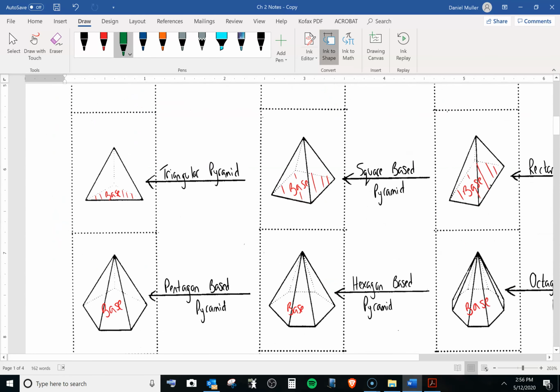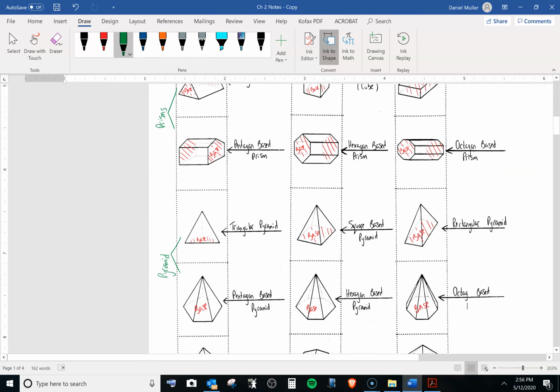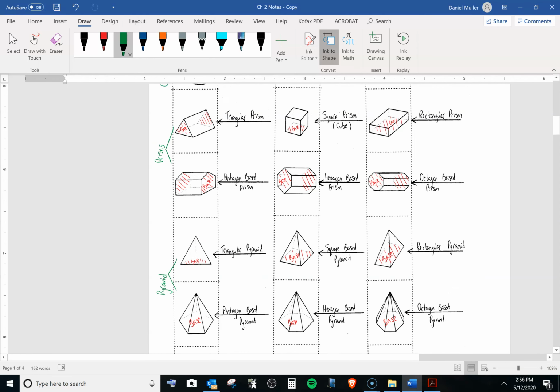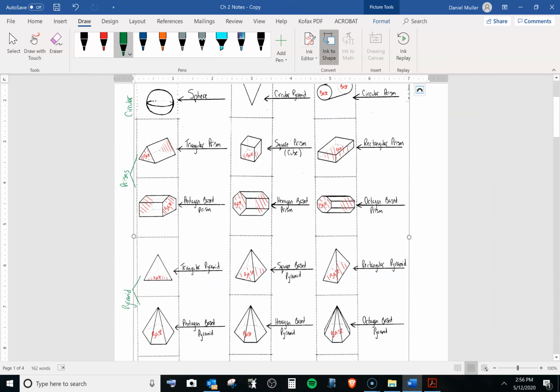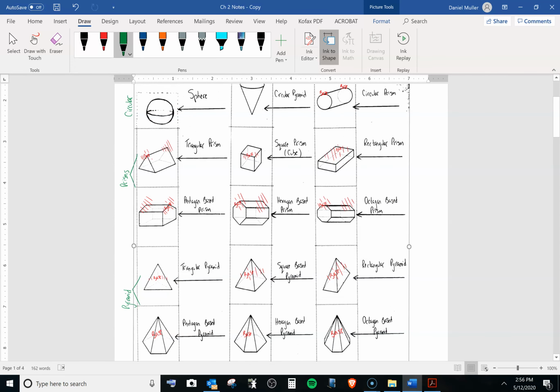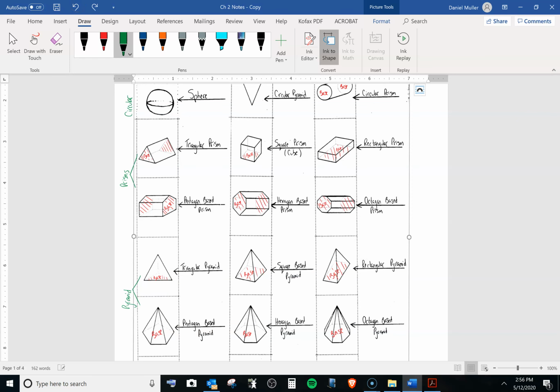And then we have our next 2 rows, and these are all of our pyramids. Exact same bases. I think exactly the same. Triangular, square, rectangle, pentagon, hexagon, octagon, all of our bases. And then of course the last row is just those little more special ones. So we got all of our prisms, all of our pyramids, and then those 3 at the bottom, which are all of our circular things, like a sphere, a cone, which we call a circular pyramid, and then our circular prism, which we call a cylinder.